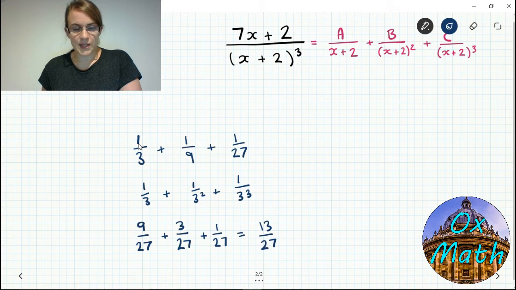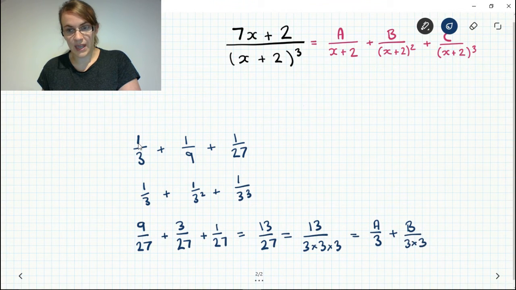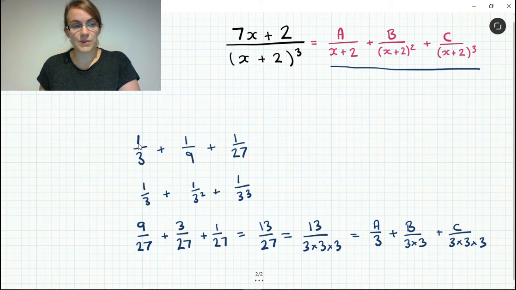So our original 13 over 27, if we thought about splitting that up, we could split it up into its prime factors, which are 3 times 3 times 3. But one of the fractions was just over 3. One of the original fractions was over 3 times 3. And one of the original fractions was over 3 times 3 times 3. So we have to consider all those possibilities when we're doing it using algebra. We might end up with a equals 0 and that partial fraction might disappear, but we have to consider that all 3 of those factors might have been in the original question.